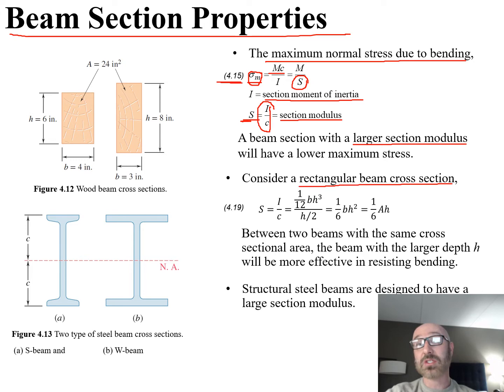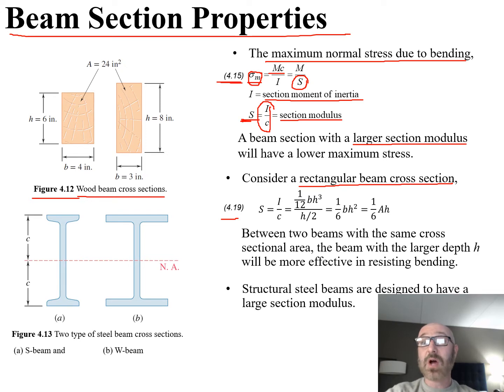So let's go ahead and now consider a specific case where we're dealing with a rectangular beam cross section. We can take a look over here at figure 4.12. We can see an example here for a rectangular beam cross section. In this case it's wood. So now this leads us into our equation 4.19 in our textbook, where again we have this S value for our section modulus.